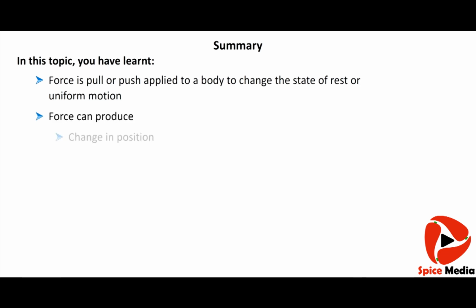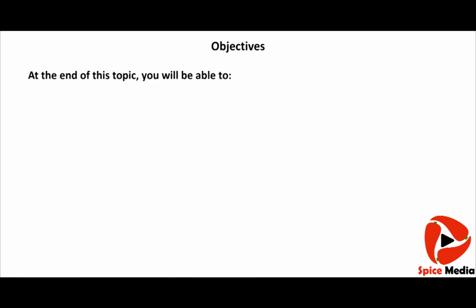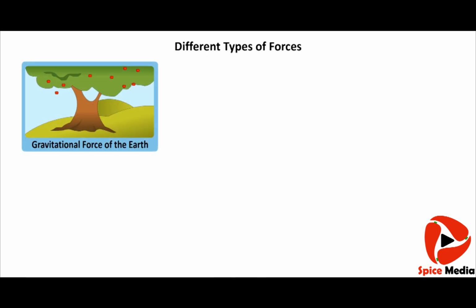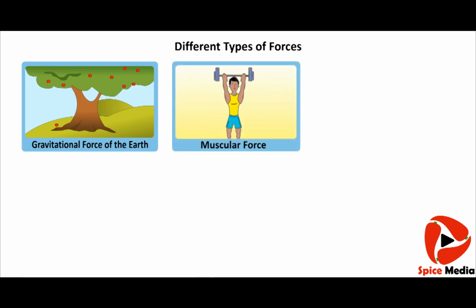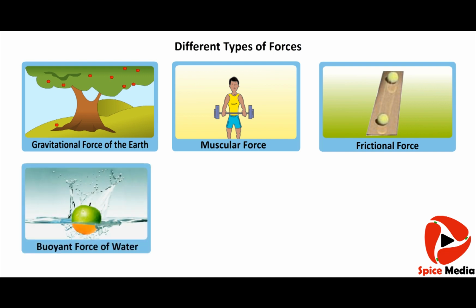When a brake is applied to a moving cycle, it comes to rest. This is an example of force causing change of motion to rest. A moving train taking a curved path is an example of force causing change in speed and direction. In this topic, you have learnt force is a pull or push applied to a body to change the state of rest or uniform motion. Force can produce change in position, change of direction, change of speed, change of shape.